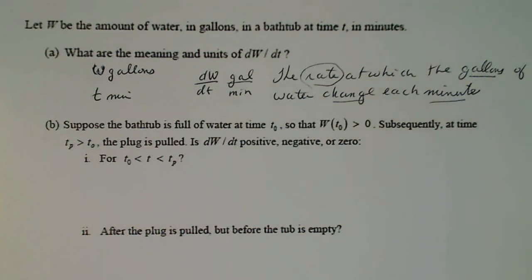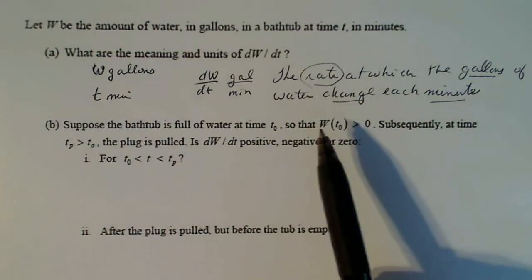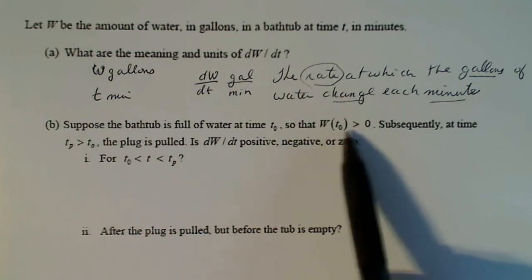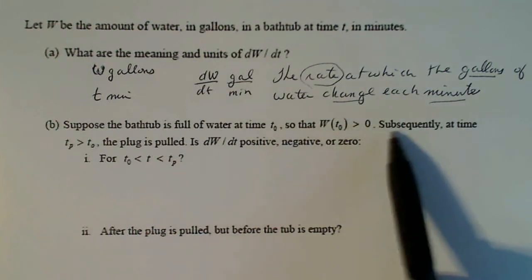Now B, suppose the bathtub is full of water. So imagine this, you have a bathtub full of water sitting in front of you at time t sub 0. So that's how much water is in there. The tub is full at the initial time when you start this experiment. So the water level at t sub 0 is greater than 0, or the number of gallons is greater than 0.